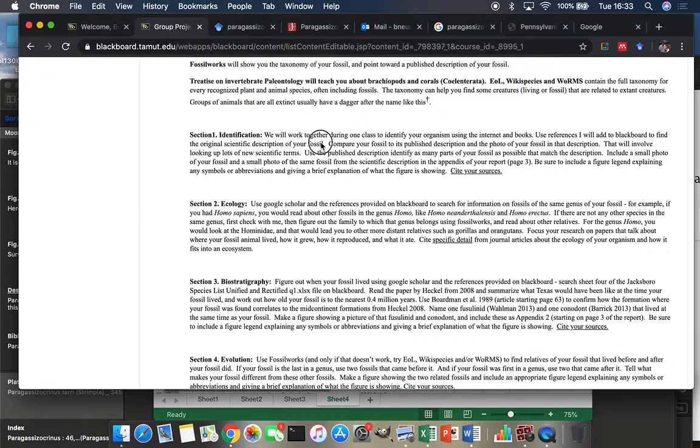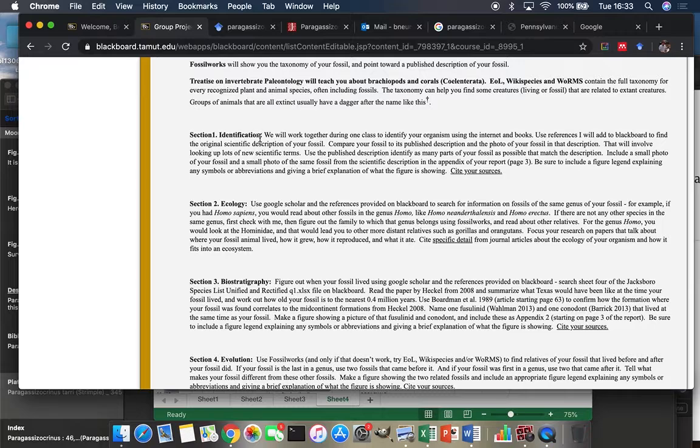Here we go. Here's section 1 from the instructions, and so let's have a look at it. All right, you're going to work to identify your organism. So section 1 is all about justifying the identification. I'm going to tell you what I think it is. You're going to read about what it should look like if it really is that thing, and then you are going to check my work. Because honestly, there are a lot of fossils out there, and people make mistakes, including me.